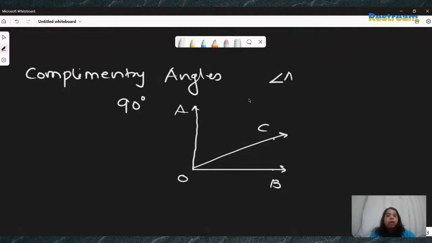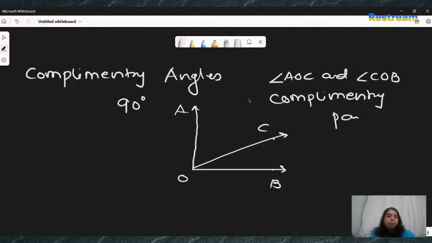So angle AOC and angle COB is a complementary pair. Why? Because they together make 90 degrees. So angle AOC plus angle COB is equal to 90 degrees. Then they are called a complementary pair or complementary angles. There can be more than two angles in this, but for the sake of simplicity, we just consider two angles.